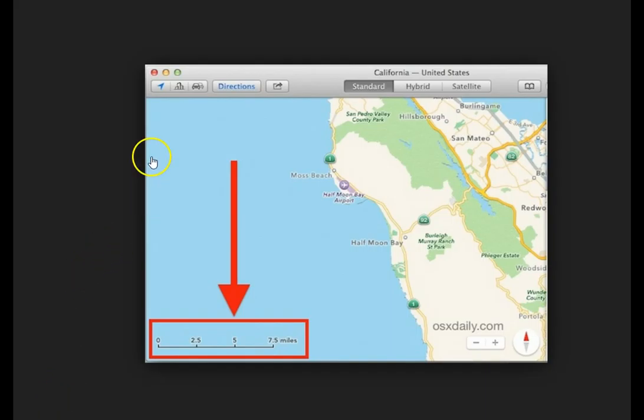So on, let's say, Google Maps or something, I'm looking for some information. There's always going to be some kind of scale on the bottom that tells you, hey, by the way, this distance is 2.5 miles, or this distance is 5 miles. Whatever it is, they're going to give you a scale so that you understand what the actual distances are.